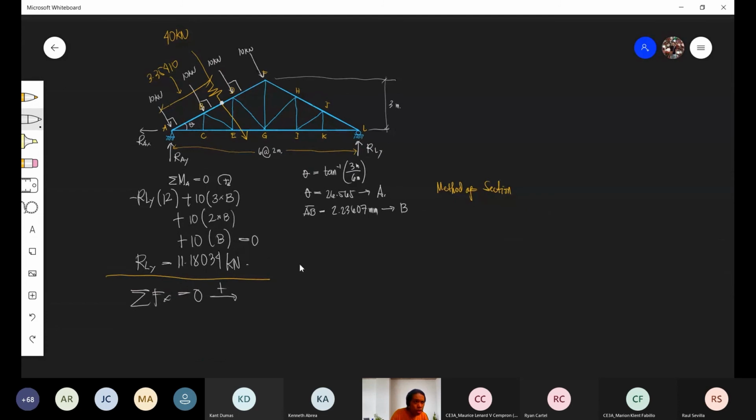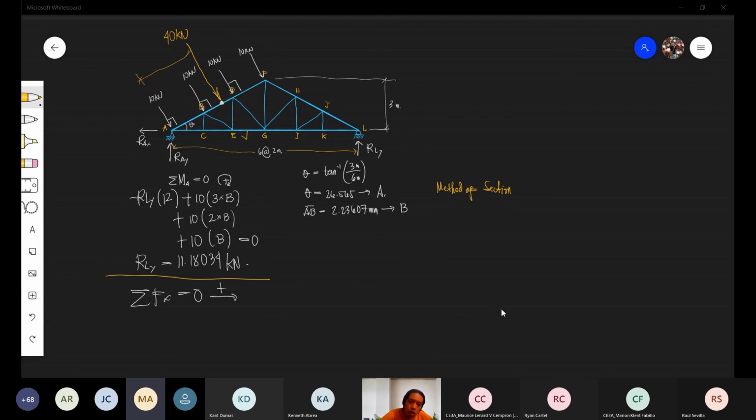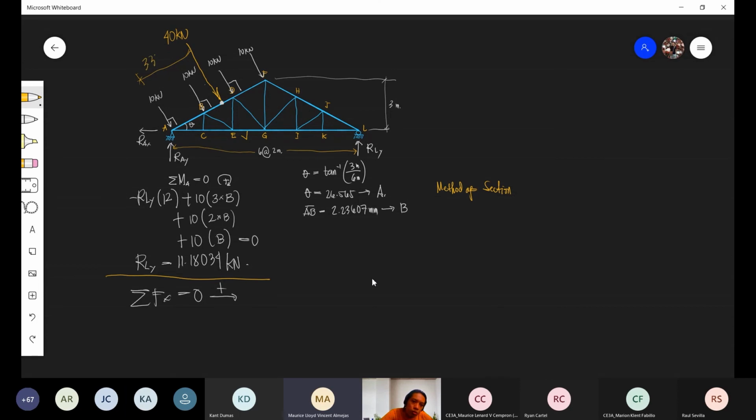I discussed this in the first meeting, I think the second meeting. Principle of transmissibility. So summation of forces along X. It's as if the forces are replaced by the resultant. The distance is 3.35410. So we have positive 40, the X component of the 40, and the Y component as well. This is your theta.